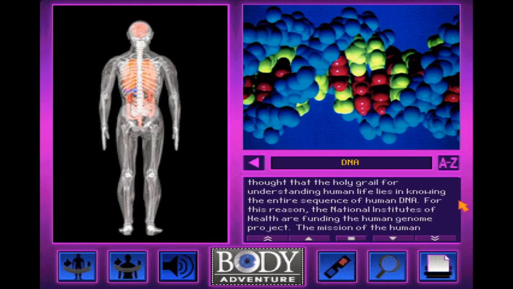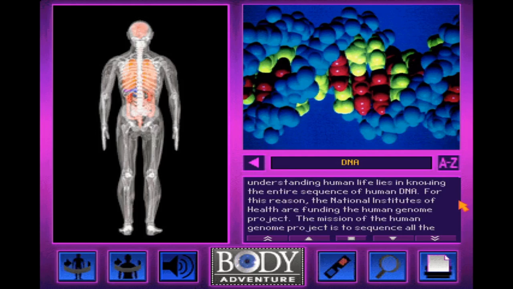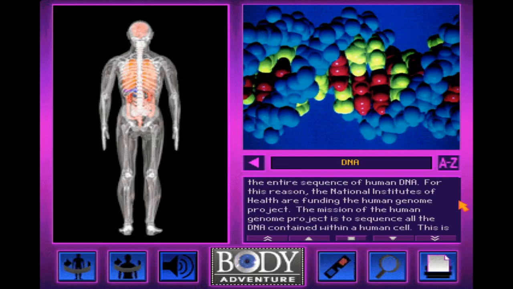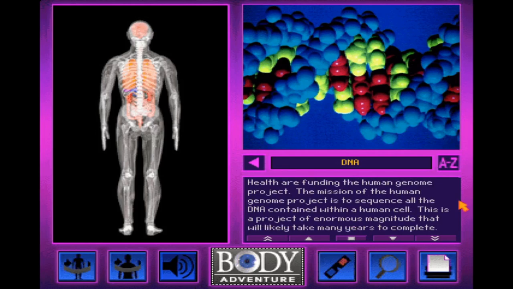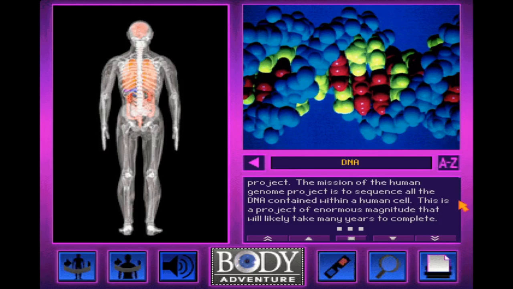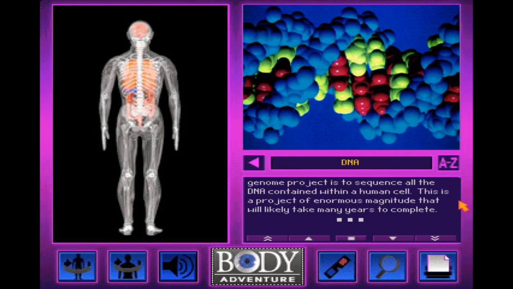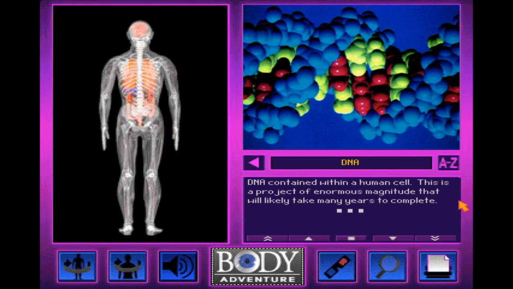human DNA. For this reason, the National Institutes of Health are funding the Human Genome Project. The mission of the Human Genome Project is to sequence all the DNA contained within a human cell. This is a project of enormous magnitude that will likely take many years to complete.